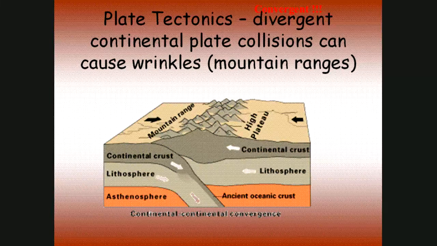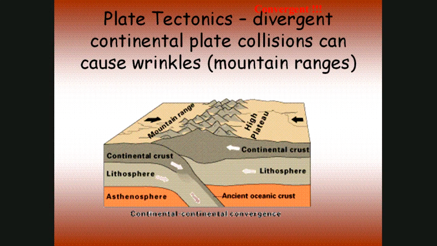Convergent continental plate collisions can cause wrinkles known as mountain ranges. One of the biggest is when the Indian plate collided with the Asian plate. You get the formation and the continuing formation. Yes, they're still growing today. The Himalayas, the world's highest mountain range, and they're getting higher as we speak.